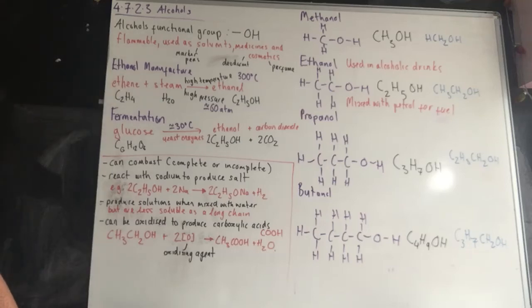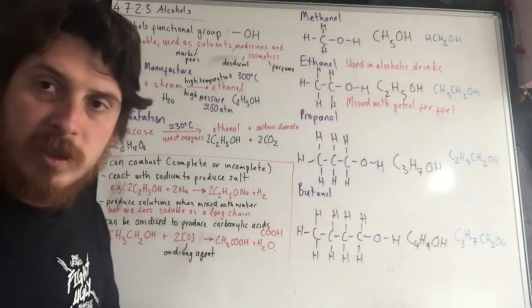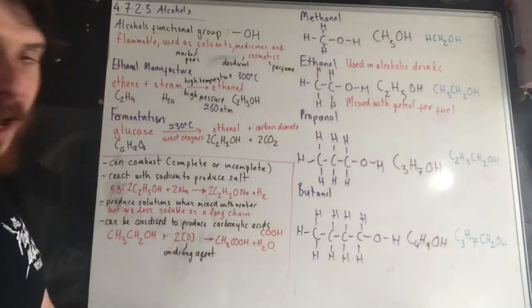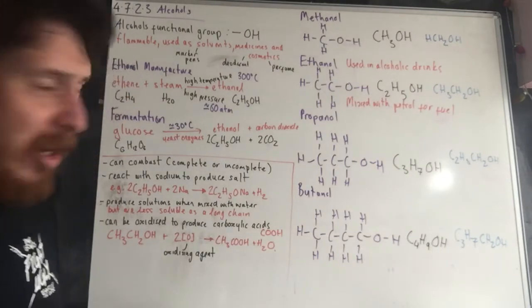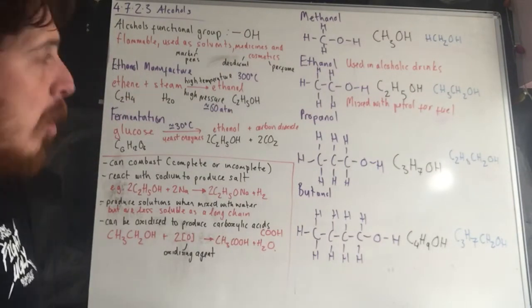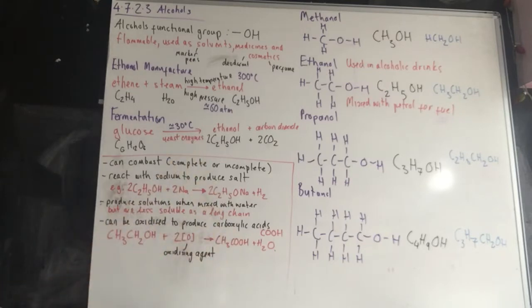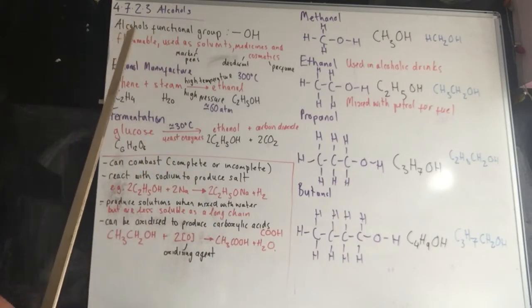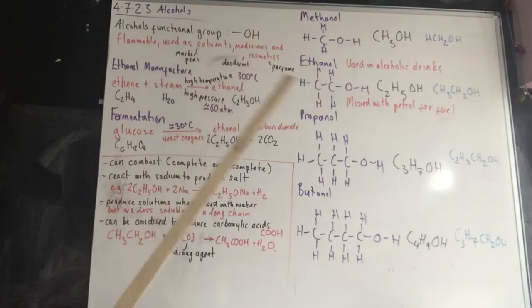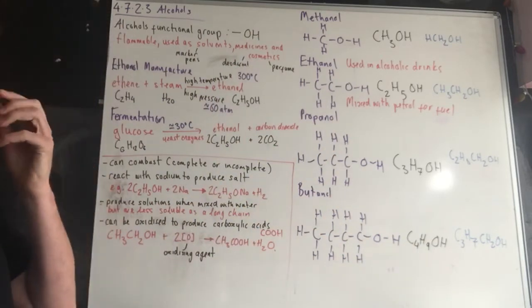Hello, this is all that you need to know about alcohols for the A-level specification, a bit far ahead. GCSE specification. Right, okay, so in organic chemistry, alcohols have the functional group OH at the end, OH.